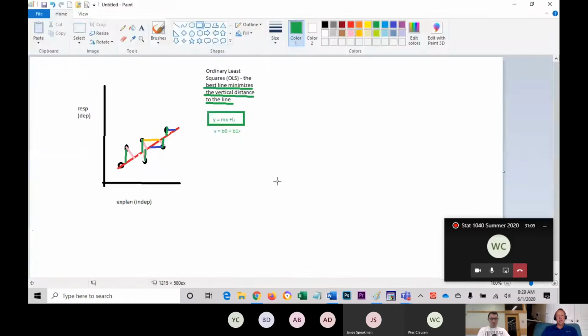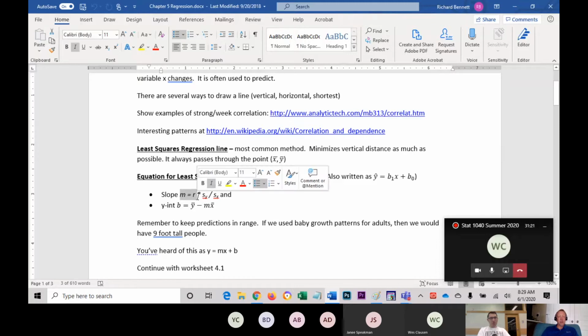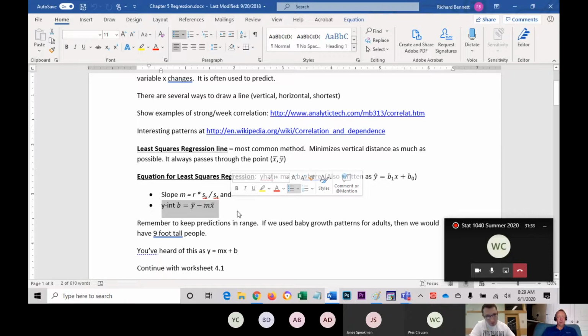Now the question is, how do you find m and how do you find b? Okay. So I guess that's what they have in the book. Your slope is given by your correlation coefficient times your standard deviation of y divided by your standard deviation of x. And your y-intercept, which is b, is going to be y bar minus m x bar.